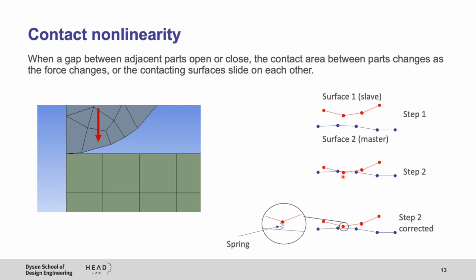So one of the contact methods, which is called the penalty method, puts a spring at the location of penetration to push back the penetrating node, as can be seen here. The stiffness of this spring is calculated by the algorithm, but you may be able to increase it if you still observe significant penetration during contact.